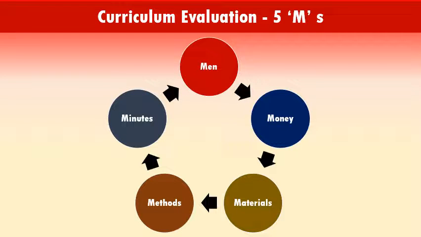Minutes here is the time duration, whether it was equal for all the students for all the subjects, whether it was adequate, the theory and the practical hours were sufficient to provide the learning experiences to the students or not. Okay, this is in terms of minutes or duration that has to be evaluated. So if all 5 M's are evaluated properly, that is going to give you the result, whether it is a successful or a failure curriculum, right?